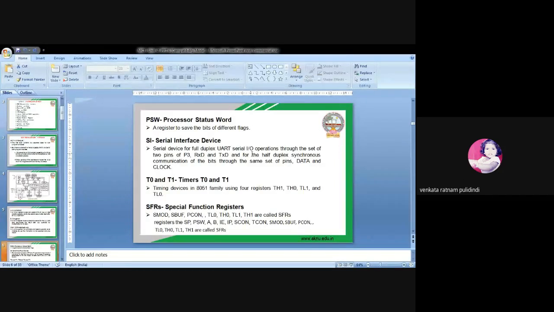Now the next one is the program status word, that is nothing but PSW. Don't worry, we will discuss the format of everything, for example the format of PSW. PSW is an 8-bit register. What is the first bit? What is the second bit? What is the third bit? We discuss everything.